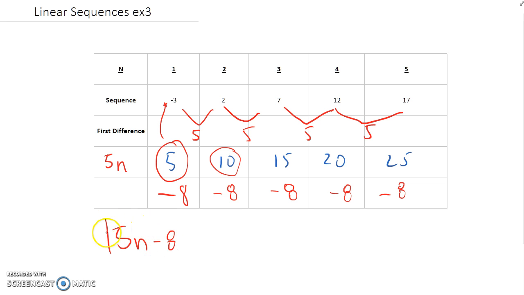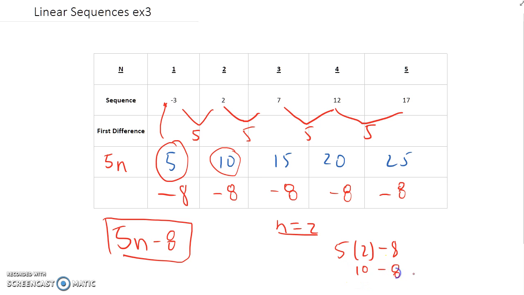Now, just with all things that we calculate, it's best to check whether or not it holds with the sequence. So let's check n equals 2. If we check n equals 2, what we end up having is 5 times 2 minus 8, or 5 times 2 is 10 minus 8. That equals 2. Does that give us the original sequence? Yep. Therefore, we have come up with the right rule.